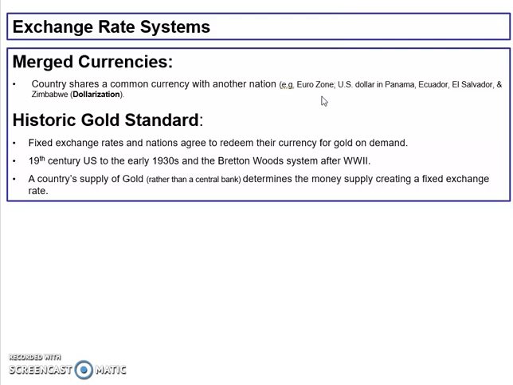Similarly, in Europe, many of the European countries have adopted the euro as their currency. So if you travel from France to Germany to Belgium to Italy, it's all one currency.